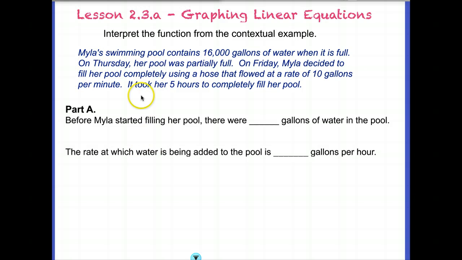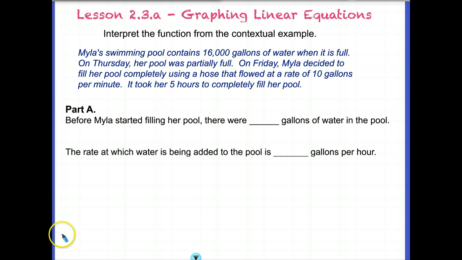Mila's swimming pool contains 16,000 gallons of water when it is full. On Thursday, her pool was partially full. On Friday, Mila decided to fill her pool completely using a hose that flowed at a rate of 10 gallons per minute. It took her 5 hours to completely fill her pool.